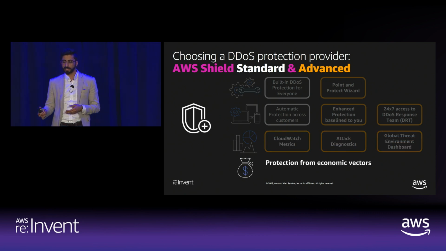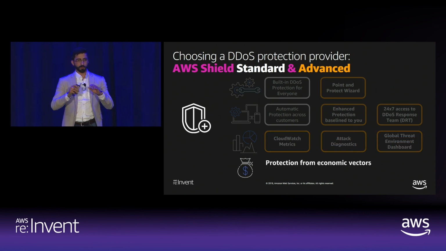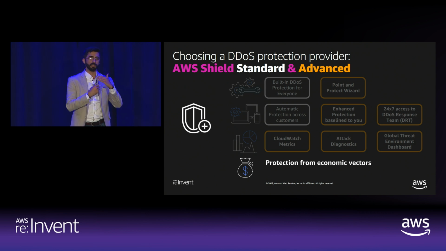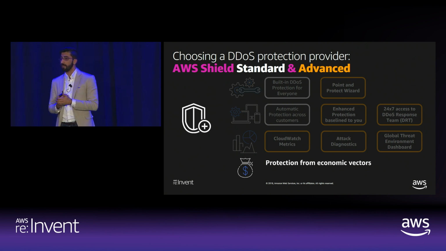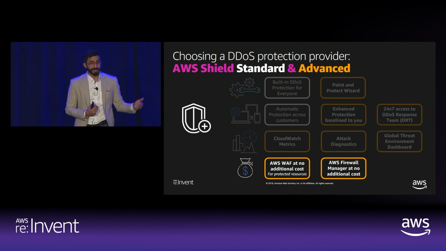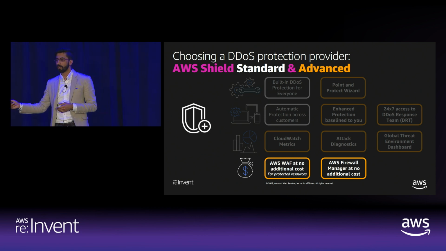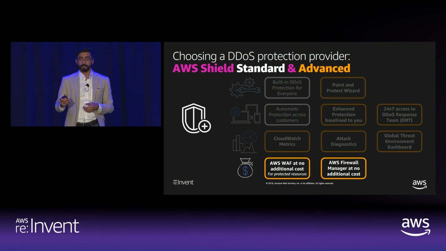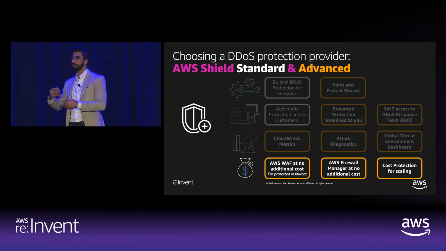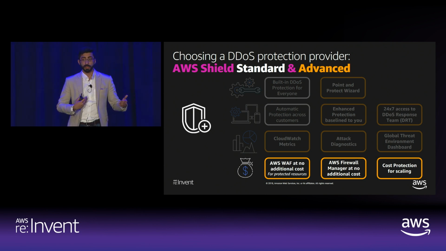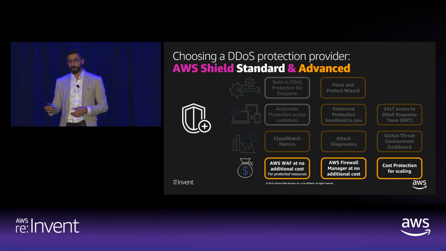And finally, when we talk about protection against economic vectors, we want to make sure that you're protected all around, not just on the network and transport layer attacks. If you are dropping traffic even on layer 7, we want to make sure you can do that with peace of mind. And that's why if you're protecting a resource with Shield Advanced, you get AWS WAF at no additional cost. You also get Firewall Manager at no additional cost. Finally, we give you cost protection for scaling. That means if you have a resource that was protected, and there is a DDoS attack, and you had to scale in order to remain available, then we're going to help you out. We're going to give you credits for the amount of scaling that you're doing, right?